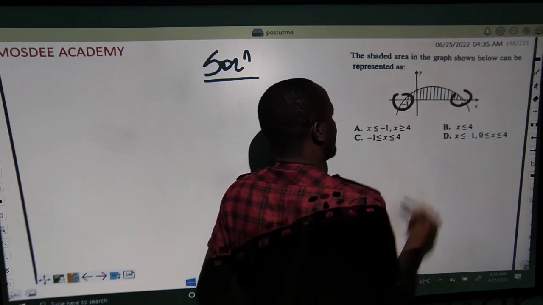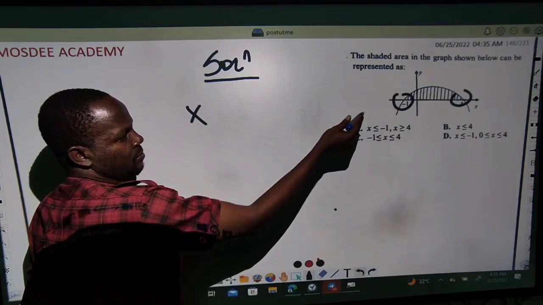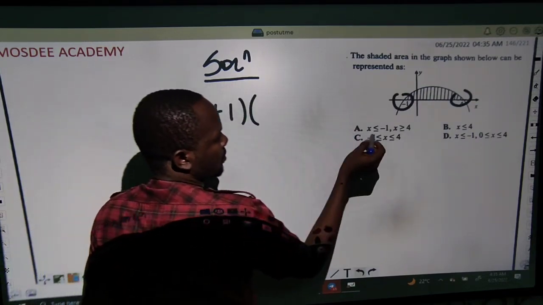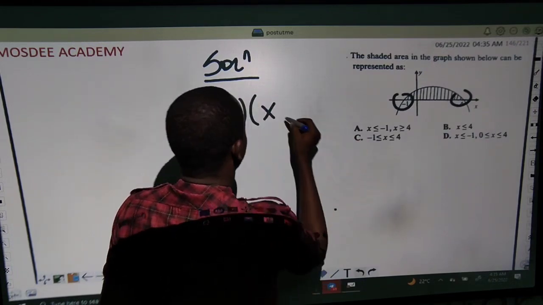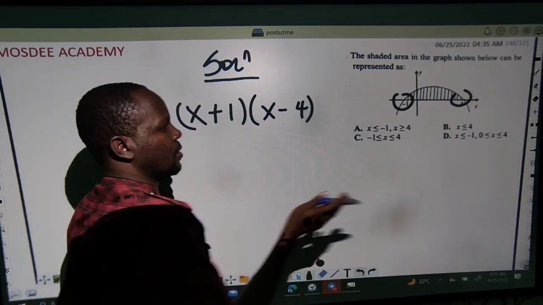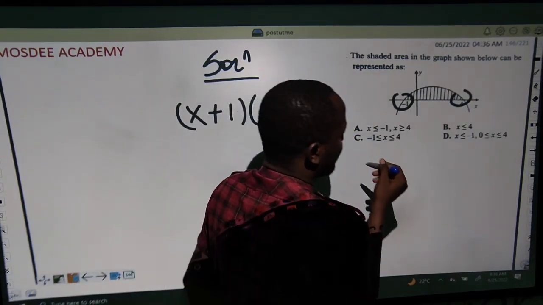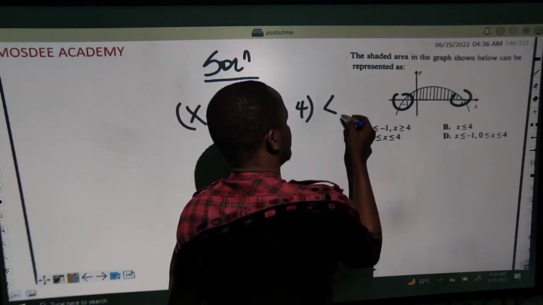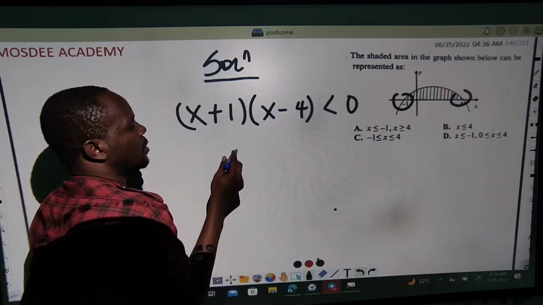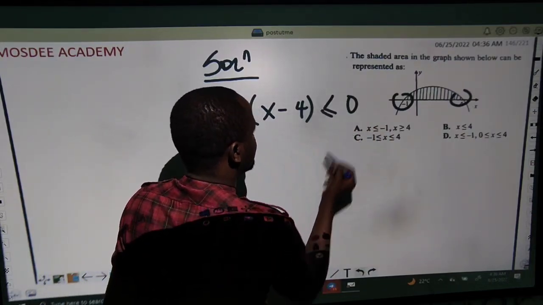This one I'm also going to do with speed solution. These are the points, -1 and 4. So we reverse the points: x plus 1, then x minus 4. I hope you understand from the quadratic graph. The area is shaded above, so that means x is less than 0, and you can put equals if you don't know how to do that. The logic we use is a thick line, so it should be something like this.